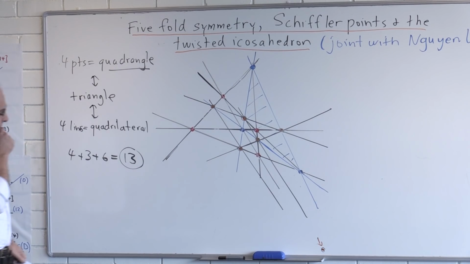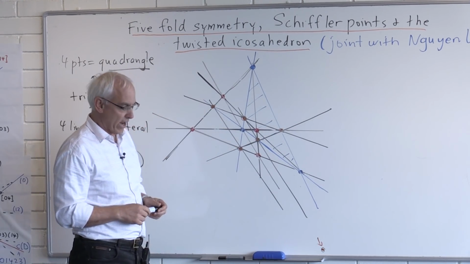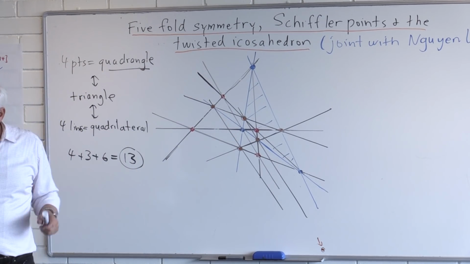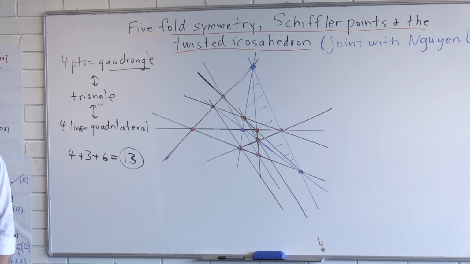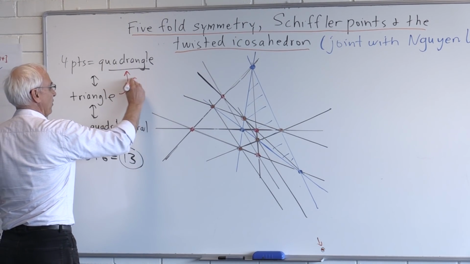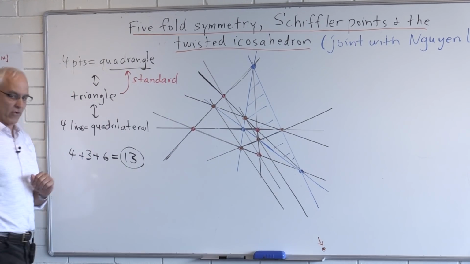Okay, so what we're going to be interested in is the relationship between this initial quadrangle and this triangle. And I want to observe that there's a relationship here that we can kind of say something about. We can say that this quadrangle is a standard, let's use that word, standard quadrangle for this triangle.